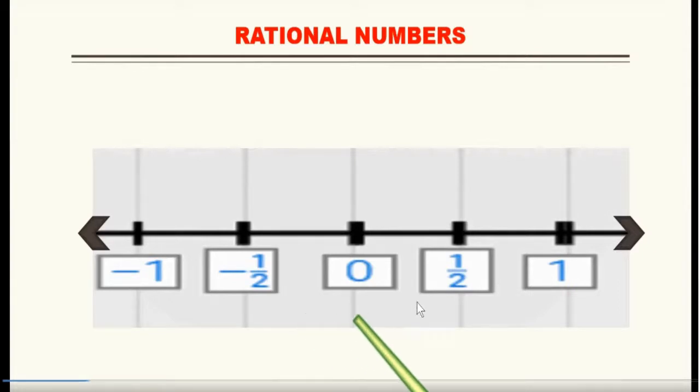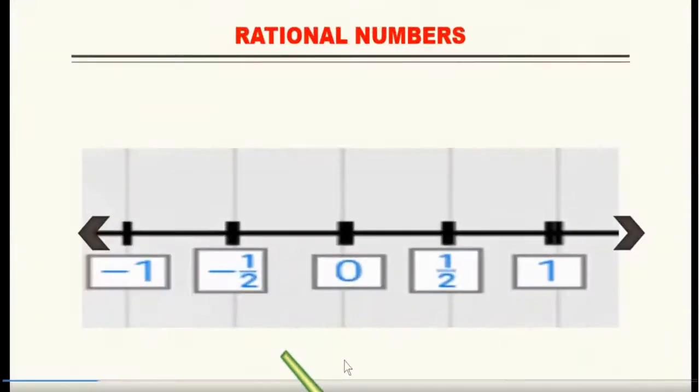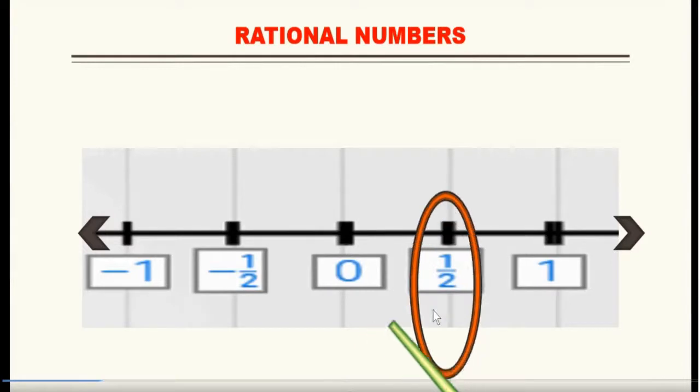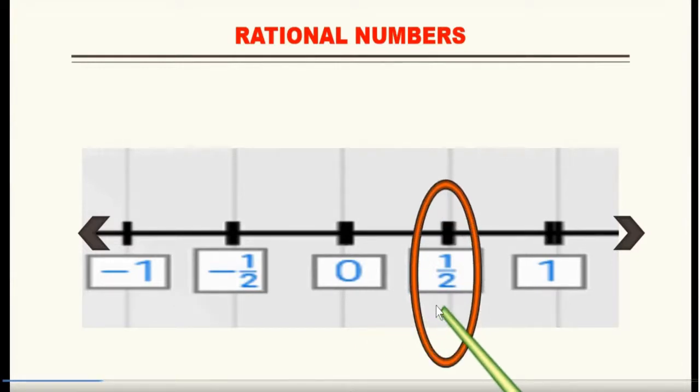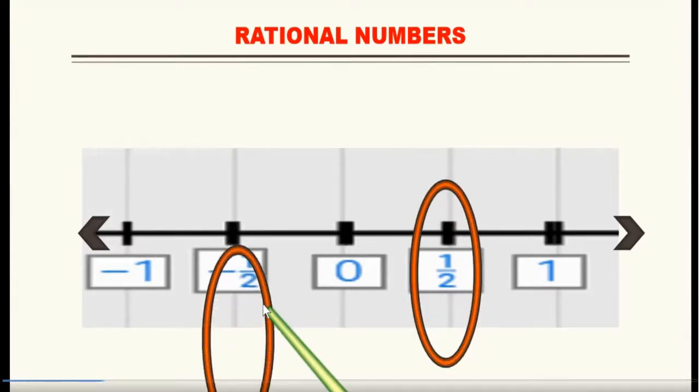So, if we manage to plot half on a number line on the right side, then we can find a point on the left side of 0 at the same distance from 0 and mark it as minus half. Let us plot two rational numbers, half and minus half on the number line.